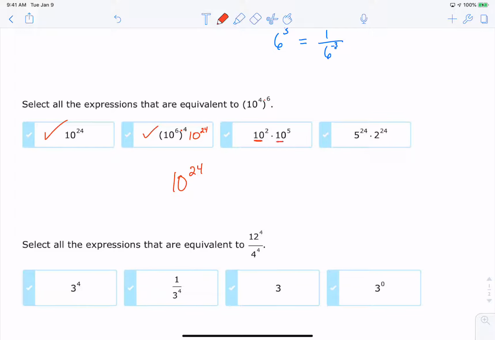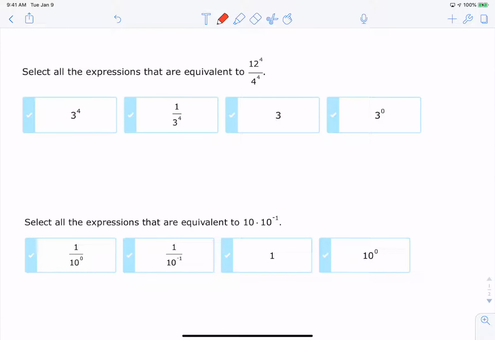Here your bases are the same, multiplication. So that means you would add the exponents. So that would not be equivalent. Here, the exponent is already 24. Your bases are different, so you can multiply them. Keep that same exponent. So that would be 10 to the 24th. So that one's also equivalent. So this one's going to have 3 of the choices selected.